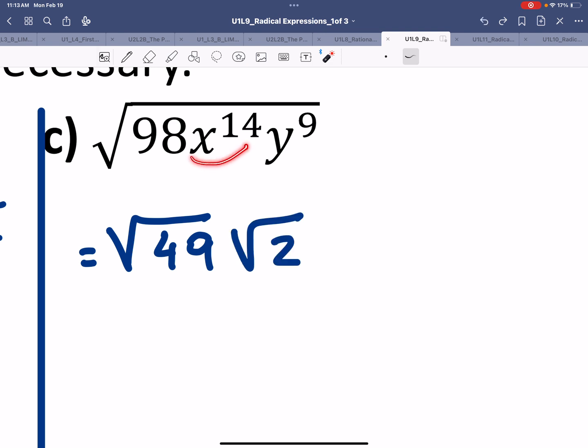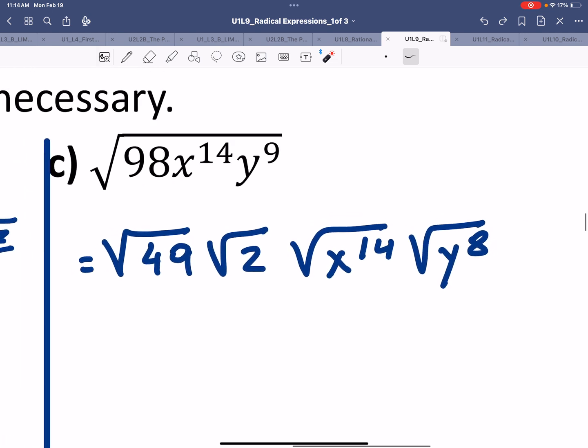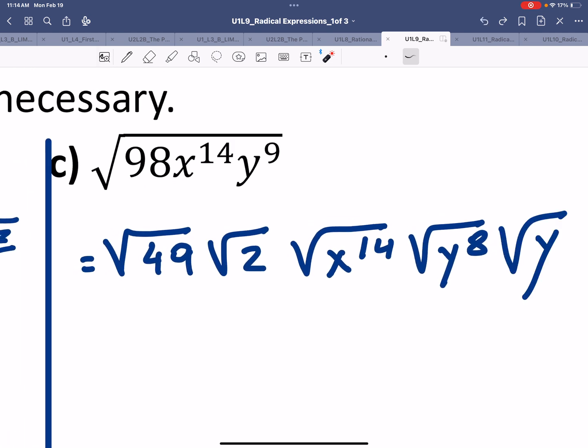And then x to the 14. Since 14 is already an even power, you leave it as the root of x to the 14. But y to the 9 is an odd power, so we'll split it into y to the 8 and y to the power of 1. So let's simplify now. The square root of 49 is 7, root 2.